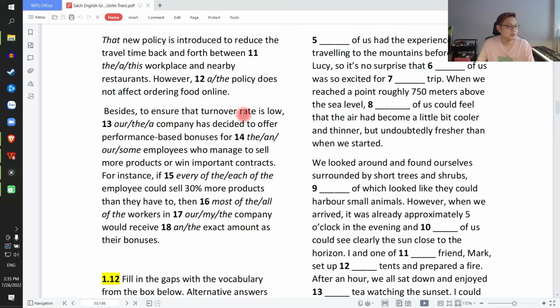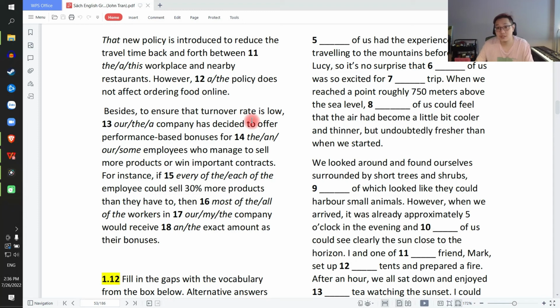Besides, to ensure that turnover rate is low, our company or the company has decided to offer performance-based bonuses for the employees or some employees who managed to sell more products or win important contracts. Ngoài bên cạnh đó, để đảm bảo rằng cái turnover rate, the turnover rate is basically the rate at which your company can keep employees.